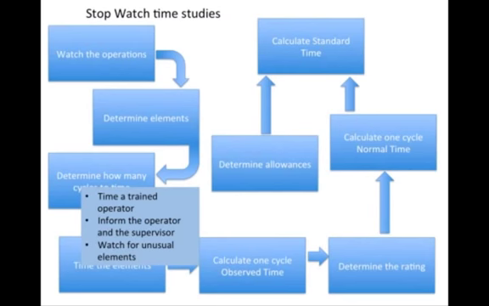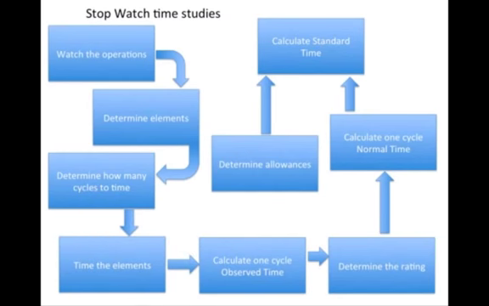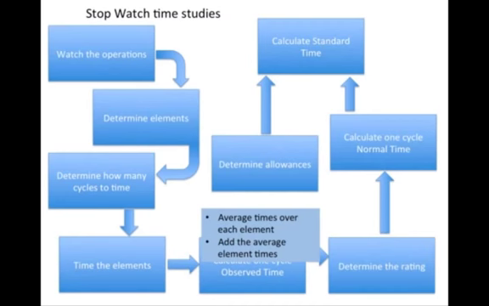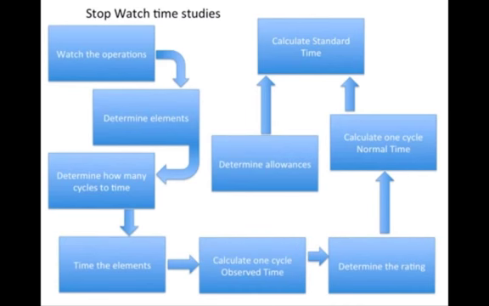So you take all of your time. So you observe your 10 cycles. The next thing you do is you calculate the cycle time for one cycle, or for each element in the cycle you calculate an average. So what you're going to do is you're going to average times over the elements and add those average times up. From there, you want to determine the rating.